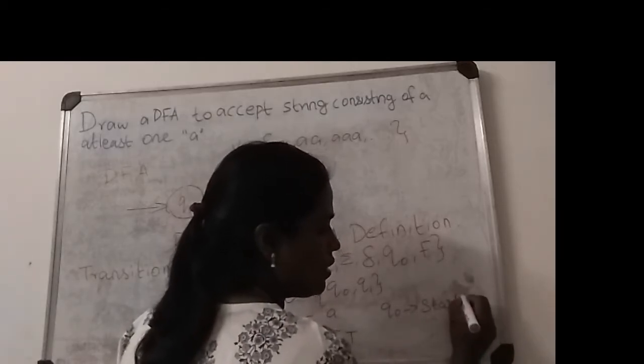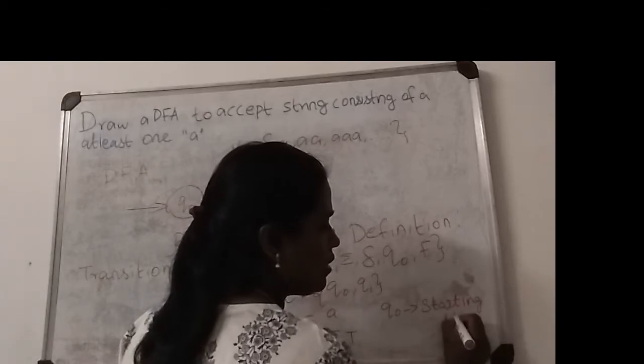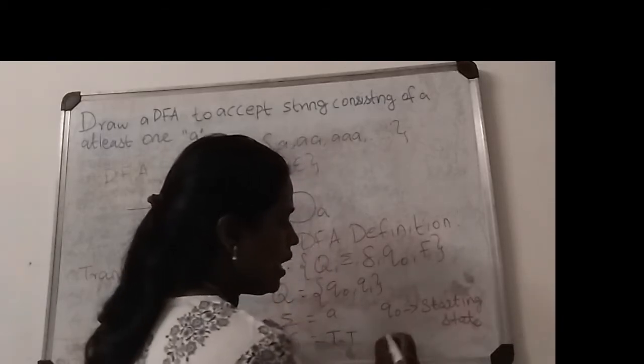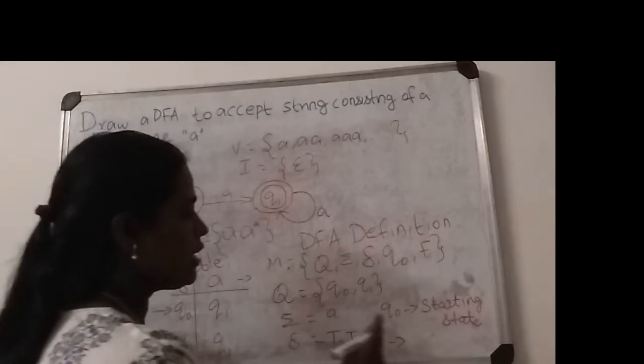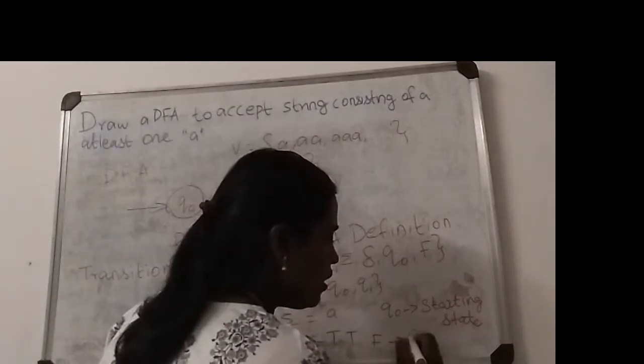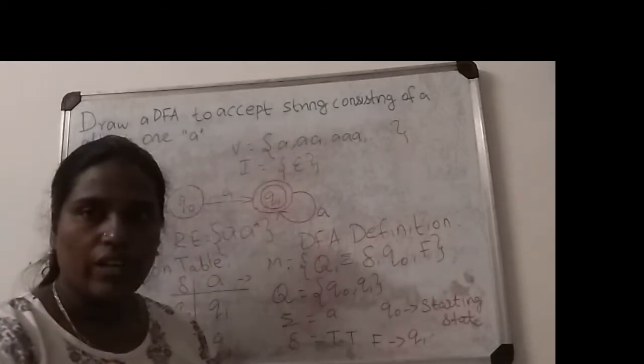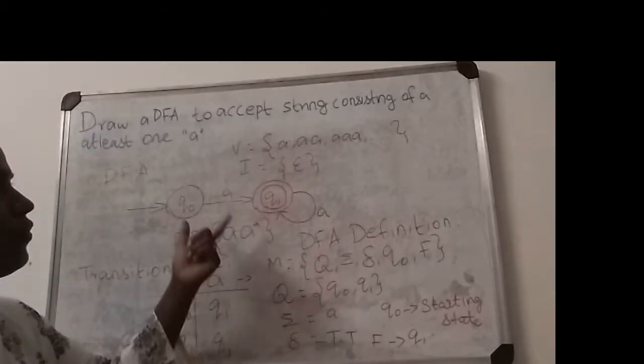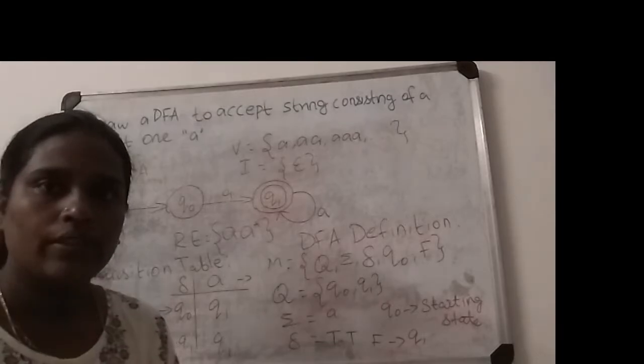Starting state, and F here is nothing but the final state. So the final state we have mentioned as Q1. So Q1 is a final state. So this is the DFA of the given problem.